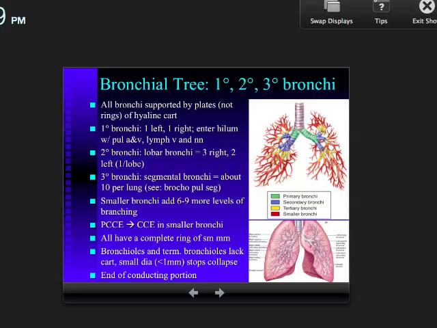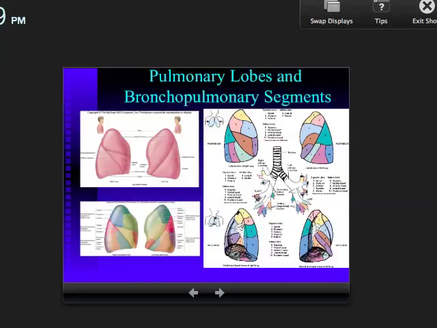Okay, so that takes us to the end of the conducting portion. And here again, you see these bronchopulmonary segments. I'll say one other thing that's pretty interesting, and that is there's something called ventilation perfusion balancing, which is a pretty neat phenomenon. You may or may not hear about it in your physiology class. I don't think Mr. Fuller talks about it, but you'll get it sometime down the road.